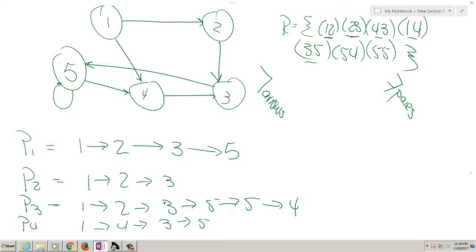How do we know when a path ends? How do you know when a path ends?